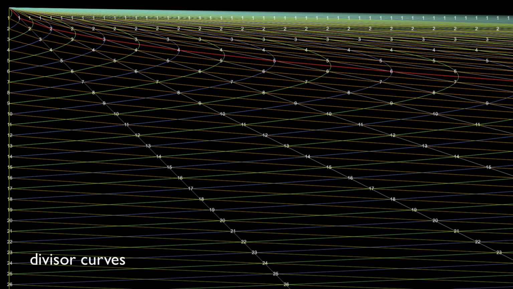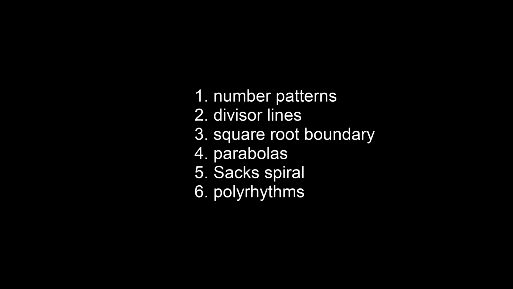I call these divisor curves. They show a hidden structure in the number line that we don't see in one dimension. Every divisor lies at the intersection of 3 curves representing each family.